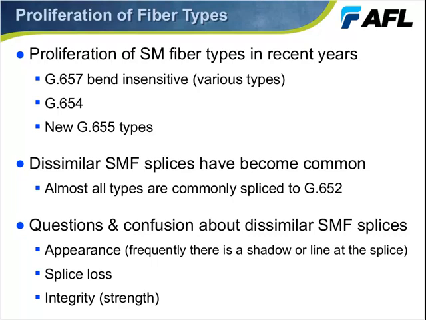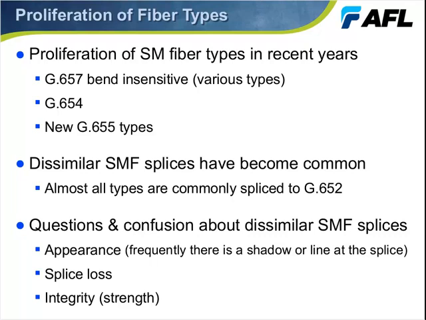And so that's what we want to talk about today. We want to address some of these issues in terms of the appearance of the splice, because there can be a shadow or a line at the splice point where the two dissimilar fibers come together. And we want to discuss what the possible implications are, or are there any implications in terms of splice loss and the integrity and strength or long-term reliability of the splice.